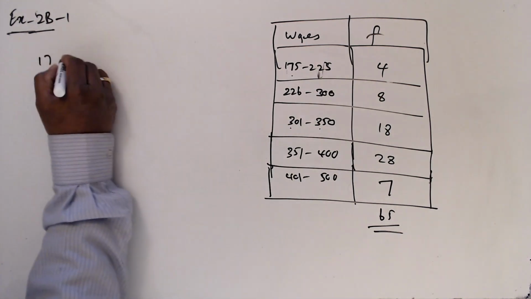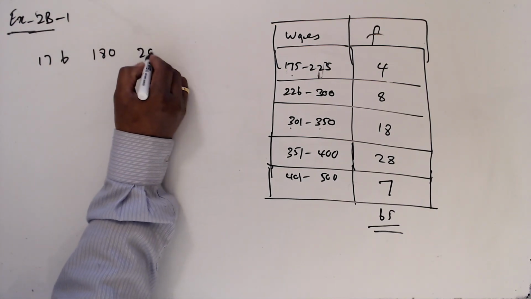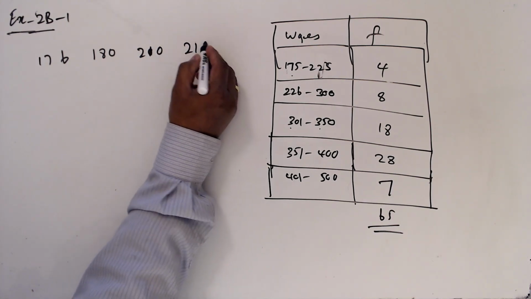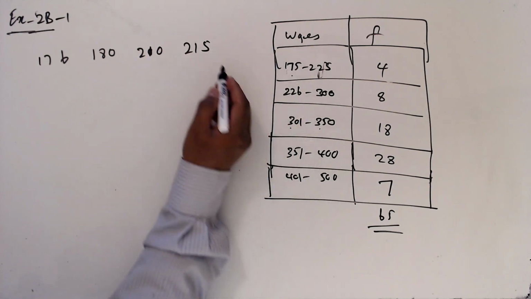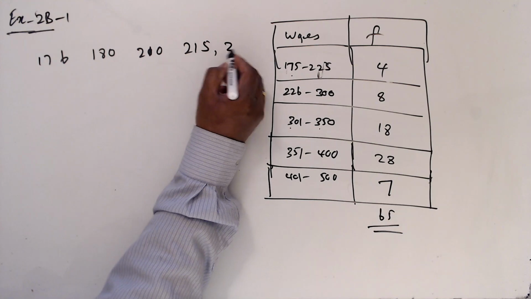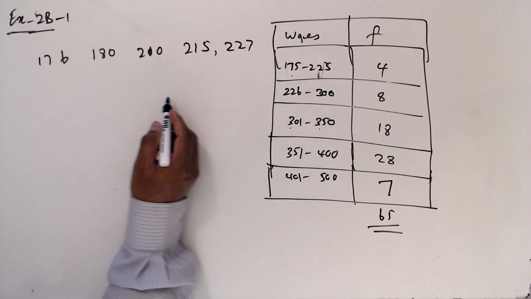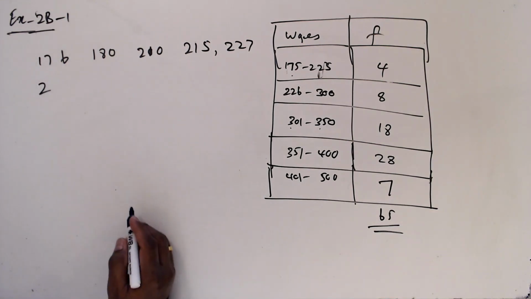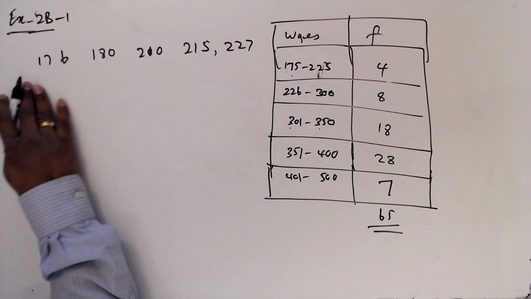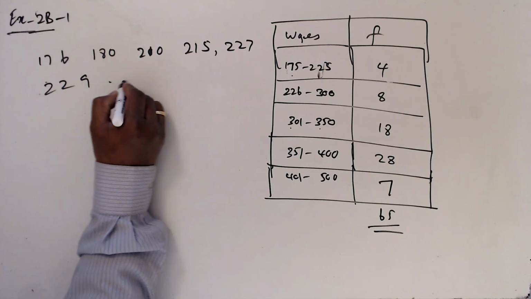They can be 176, 180, 210, 215, and in this one, then 227, then this is 200 and I think, and it could be 227, 229, likewise.